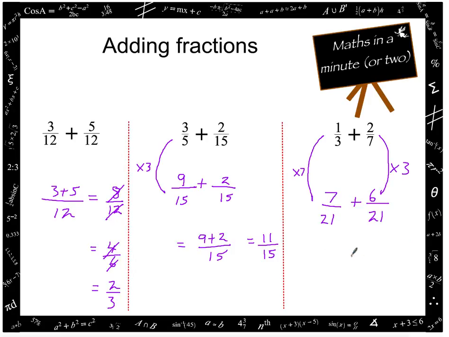Now we have our common denominator, we simply add the numerators. That leaves us with 13/21, and that doesn't cancel down, so that's the end of it.